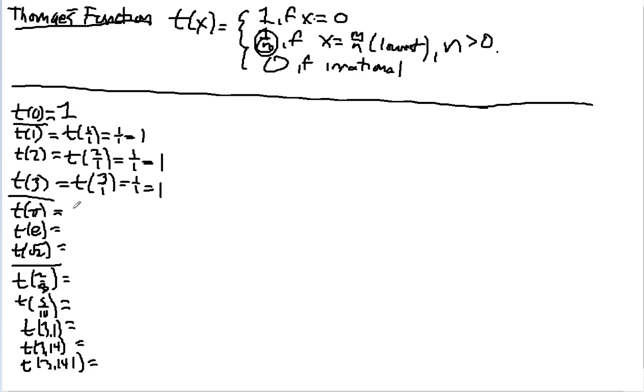T of pi is going to equal 0, because it's irrational. T of e is going to be 0. T of square root of 2 is going to be 0. Any sort of irrational number is going to have a value of 0. That's easy enough. The interesting part is now with the rational numbers.